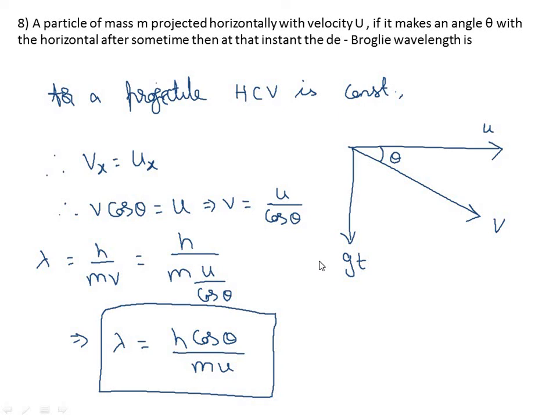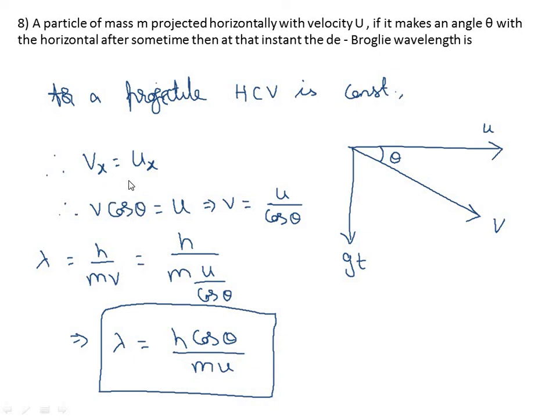So one such case has been taken, and one particle has been projected with velocity u, and after some time it's making an angle theta with the horizontal. Now at that instant we need to find out the de Broglie wavelength. And remember, for a projectile, the horizontal component of the velocity (HCV) will always remain constant.